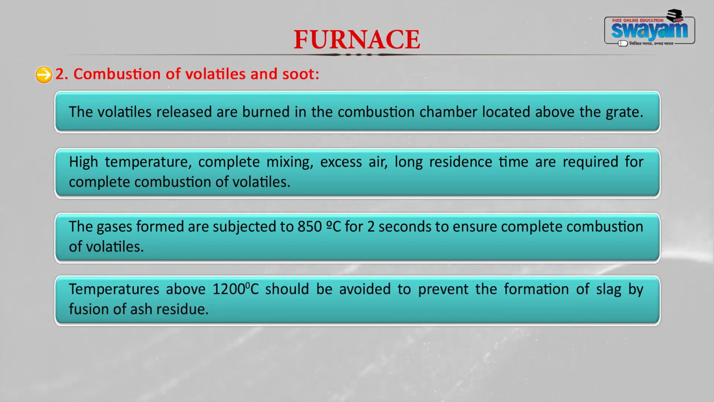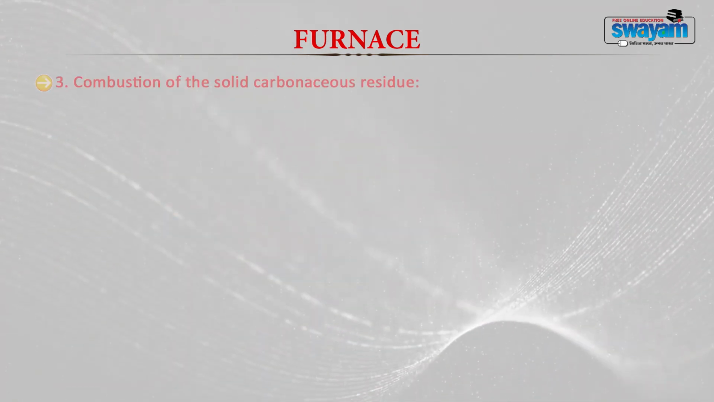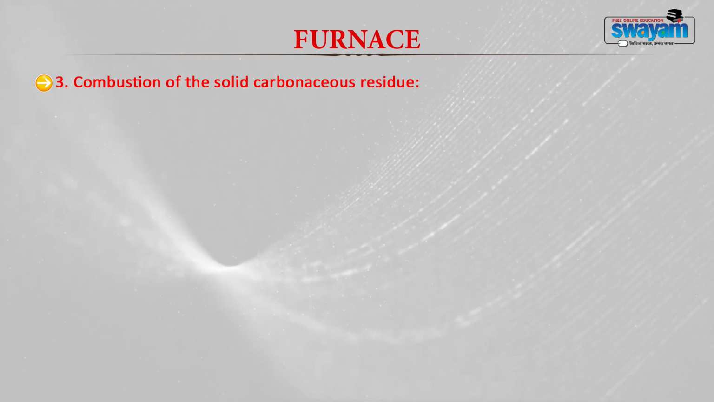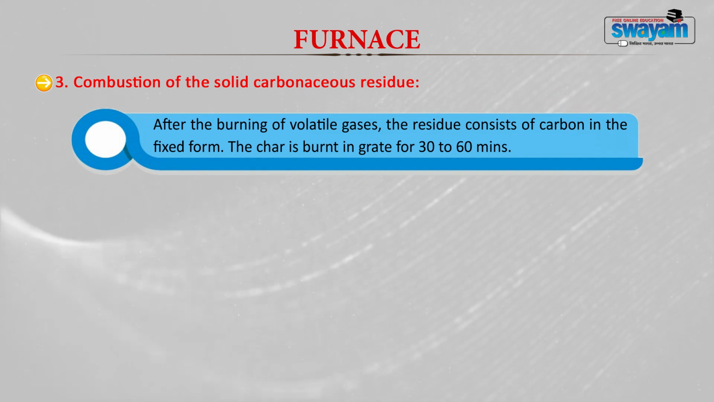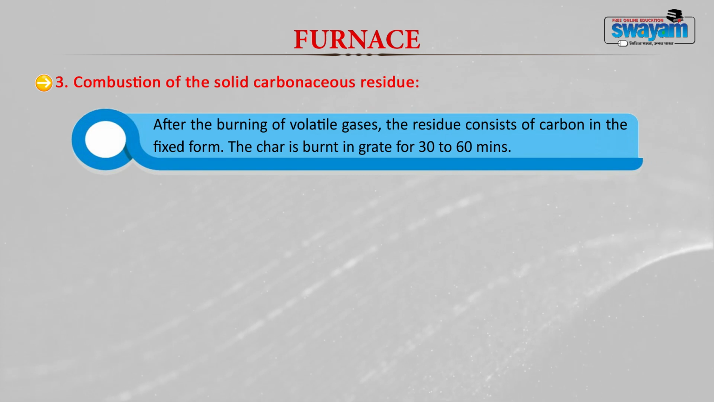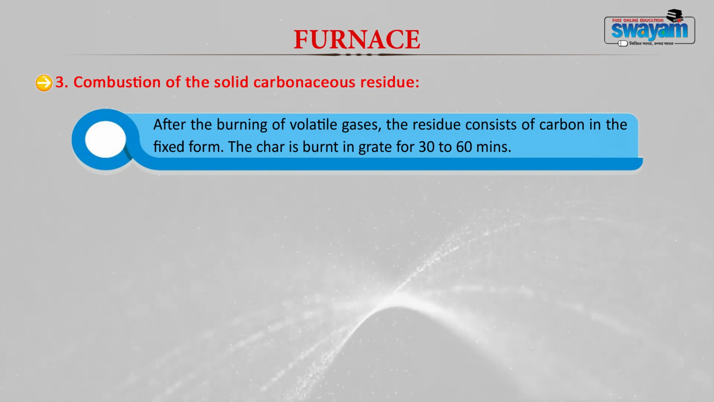Now, temperatures above 1200 degrees Celsius are generally avoided to prevent the formation of slag by fusion of ash residue. The gases must be held in the combustion chamber for a minimum period of 2 to 4 seconds to achieve complete combustion. Now, the third stage is the combustion of solid carbonaceous residue. After the burning of volatile gases, the residue contains a lot of carbon in the fixed form. Now, the char is burnt in the grate for 30 to 60 minutes.